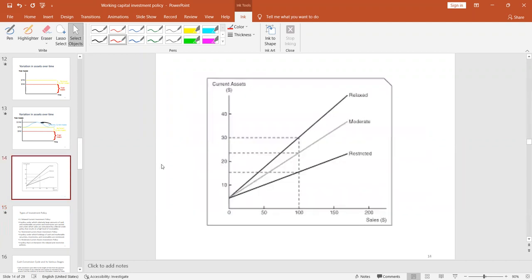And this figure is really so simple. You see that sales are growing. So sales growth is same. But current assets positions are changing. If you are a high risk taker, in that case you will follow restricted investment policy. That means you will have less cash, less inventory, less account receivables, but you are making profit. Your sales is growing in the x-axis. So relaxed means for having same rate of return, for ensuring same volume of sales, you are maintaining high liquidity in your business. You have high cash, high marketable securities, high inventory, high account receivables. Yes, you are absolutely right.